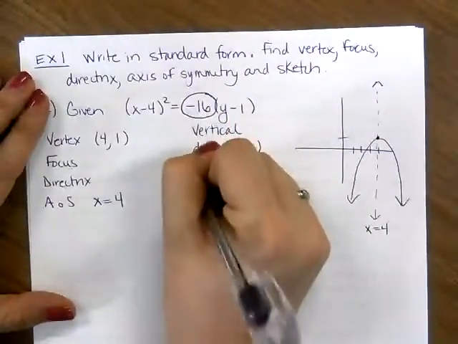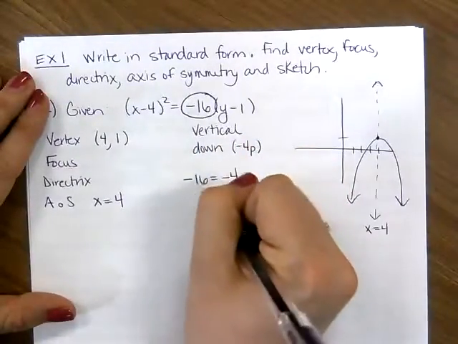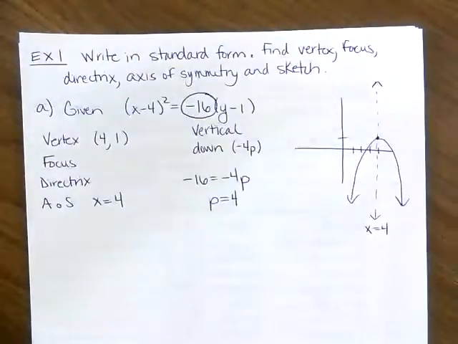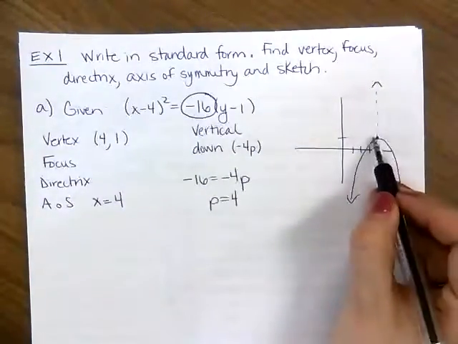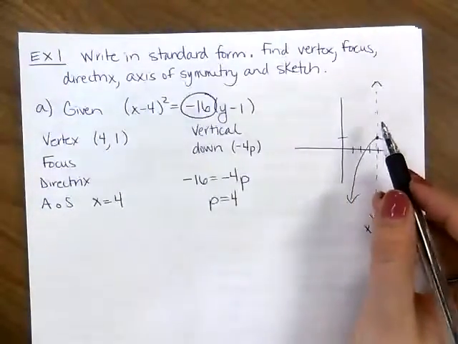So I'm going to take -16 and set it equal to -4p. And everybody agree that p is 4 then? Yeah. Okay, so now I know p. So go back to your definition of a focus and a directrix. It says that p is the distance from the vertex to the focus and the vertex to the directrix. So can I find both of them now, essentially by just counting?